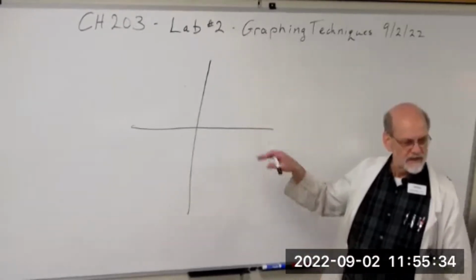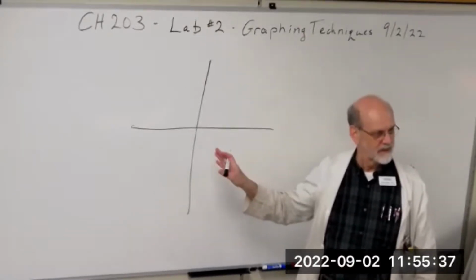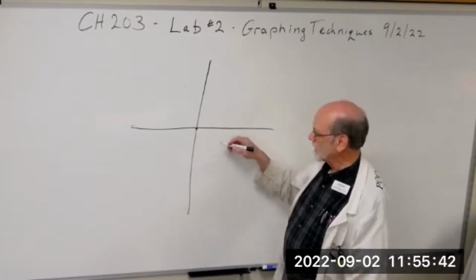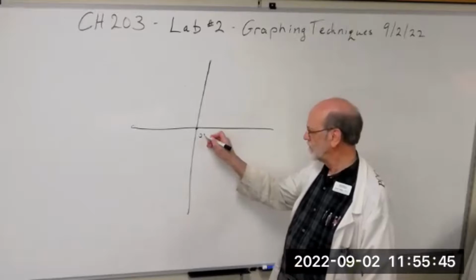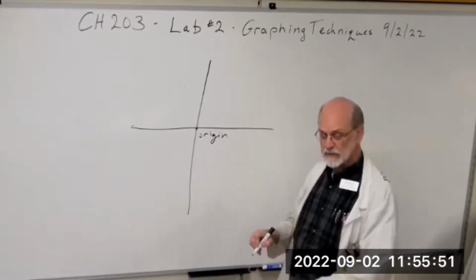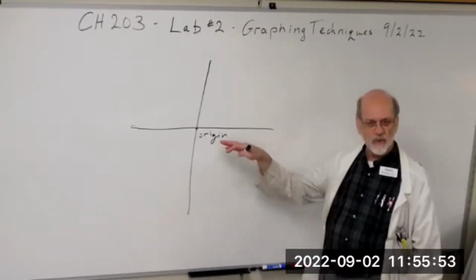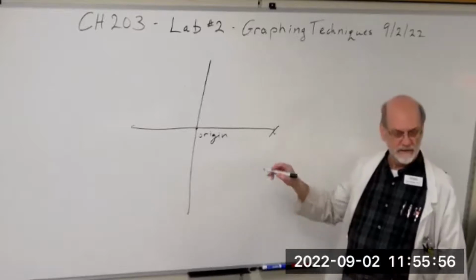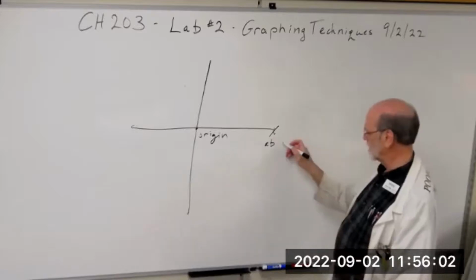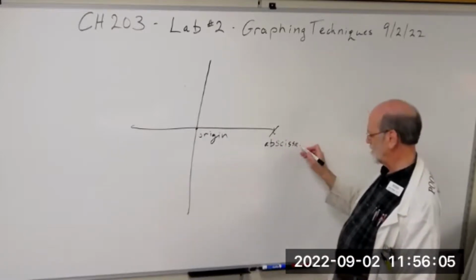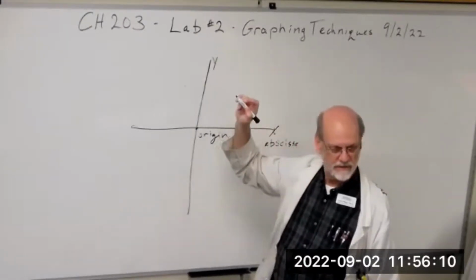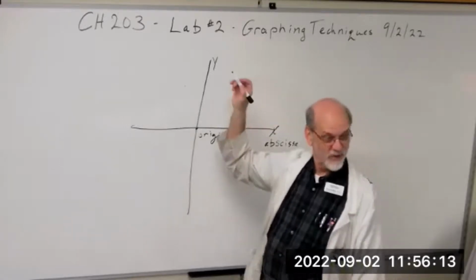So the Cartesian system divides 2-dimensional space, starting from a central point. That's the origin. This is what we normally call the x-axis, the abscissa. How do you spell that? Like that? Yeah. This is the y-axis. What's it called? Yeah, ordinate.